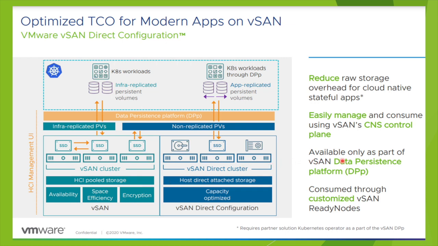Now again, the availability is only as part of the vSAN Data Persistence Platform, which is this one as it says here, and it is consumed through customized vSAN ready nodes. So it has to be vSAN ready nodes. It also requires the partner solution Kubernetes operator as a part of vSAN DPP, which I mentioned, the third party plugin. This is what it is referring to at this moment.